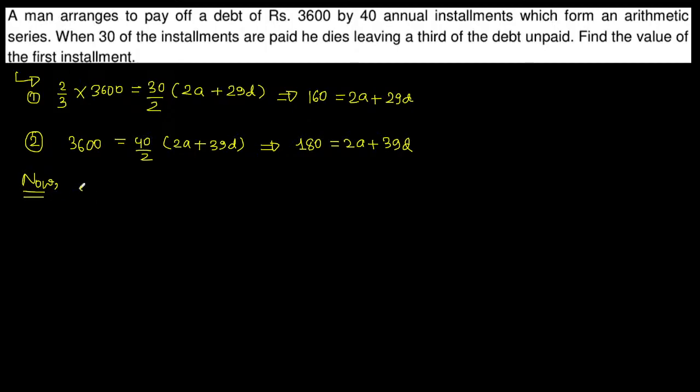Now if you subtract this minus this, 20 is equal to 10d, so d equal to 2. When d is 2, it implies a is 102 minus 78, which is 51. So t1 is equal to a, which is 51.